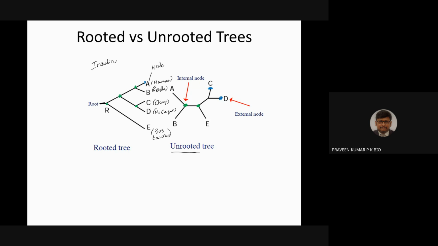So these are the external nodes. External node 1, 2, 3, 4, 5. Five external nodes you can find in this rooted tree. So you can find in this slide the types of phylogenetic tree.